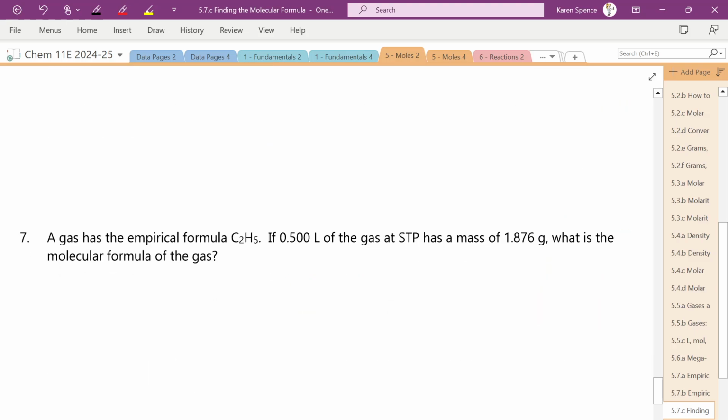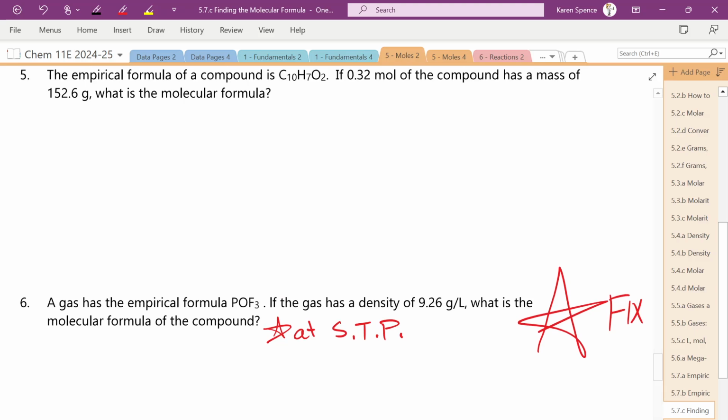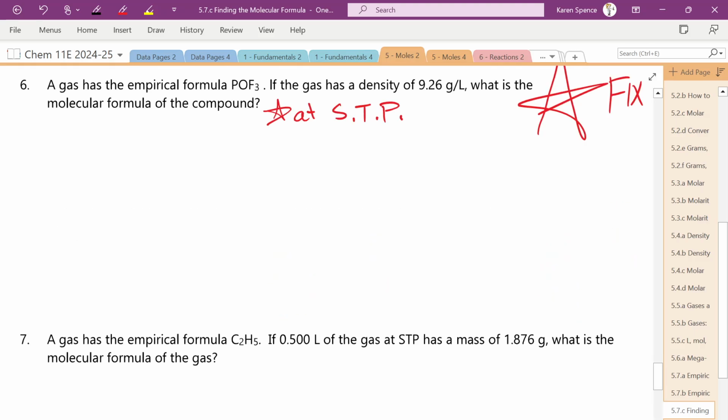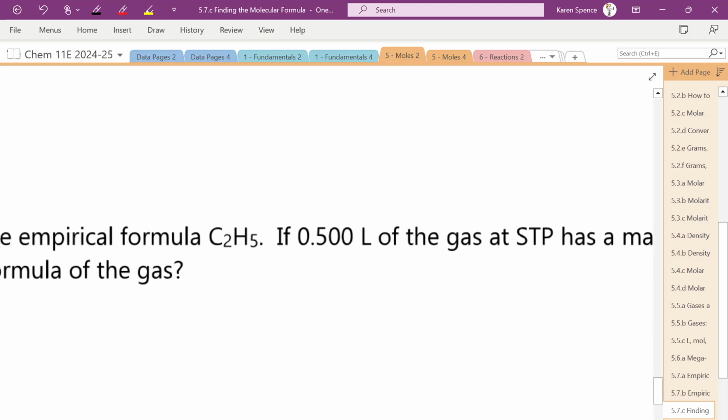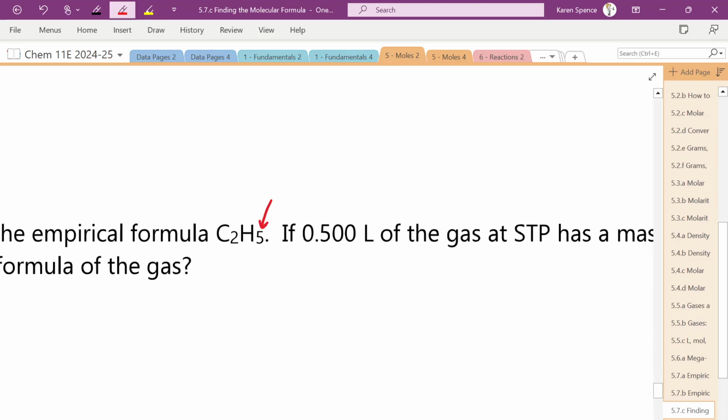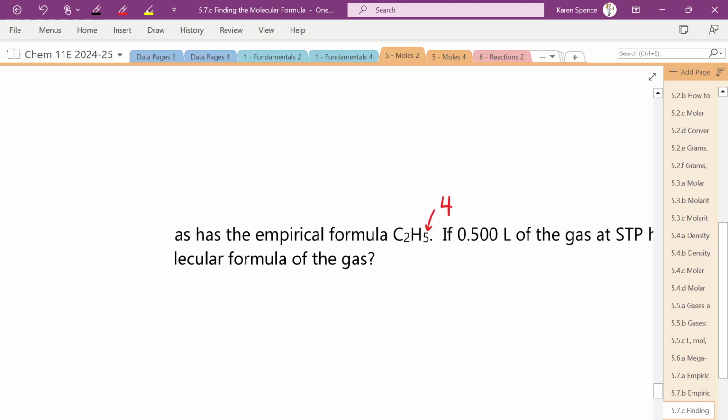For which one? Number 5? And 7. Okay, I know 7 was a little weird, and the reason 7's a little weird is because there was a typo. This should have been on the number 4. 4 is not empirical. It doesn't work with C2H5, but it also has a different graph. Okay, so we just need to fix this question.